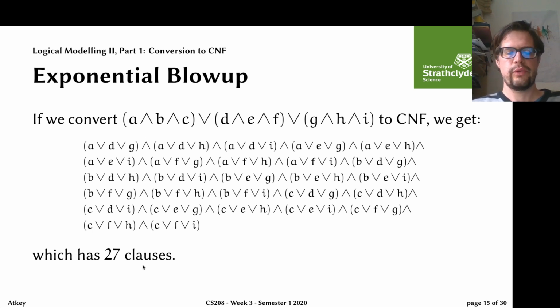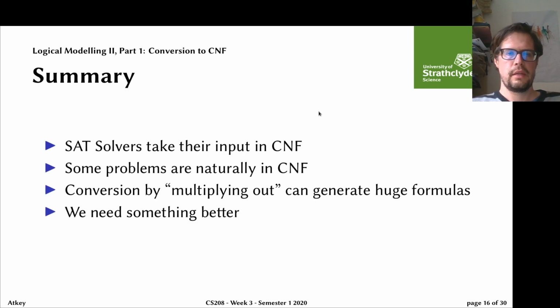And in general, if we have ands nested inside ors, then we're going to get this kind of exponential blow-up where we keep multiplying out and it duplicates all the subformulas over and over again. So in summary, SAT solvers take their input in CNF. Some problems are naturally in CNF, like the package installation problems, and conversion by multiplying out is an obvious way of doing this, but it can generate huge formulas. So we're going to need something better.